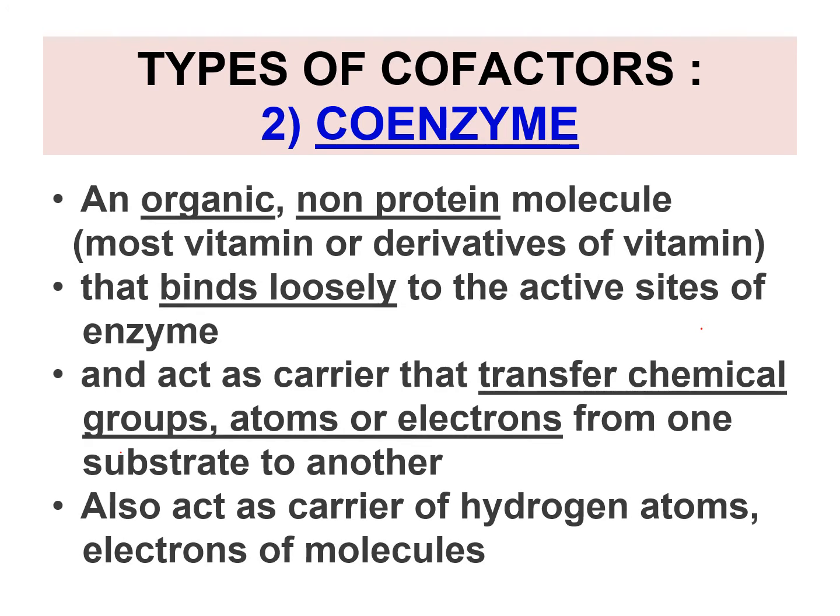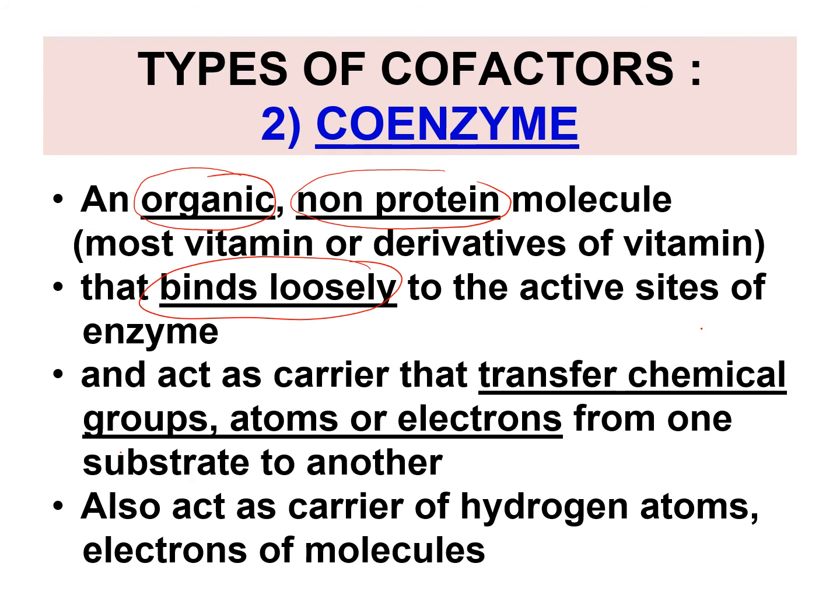Coenzyme is organic, but it is a non-protein molecule. Metal ion is not organic, but coenzyme is organic. But it is still not a protein. Coenzymes are mostly vitamins or derivatives of vitamins. Derivatives means terbitan-terbitan daripada vitamin. Coenzyme binds loosely to the active sites of the enzyme.